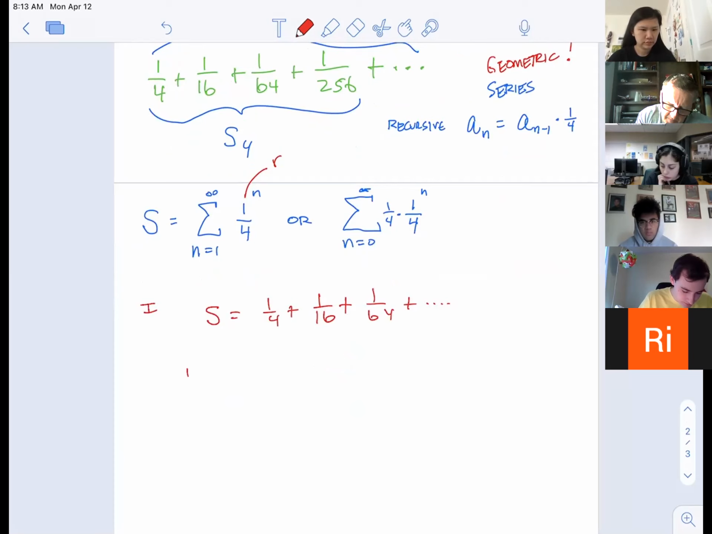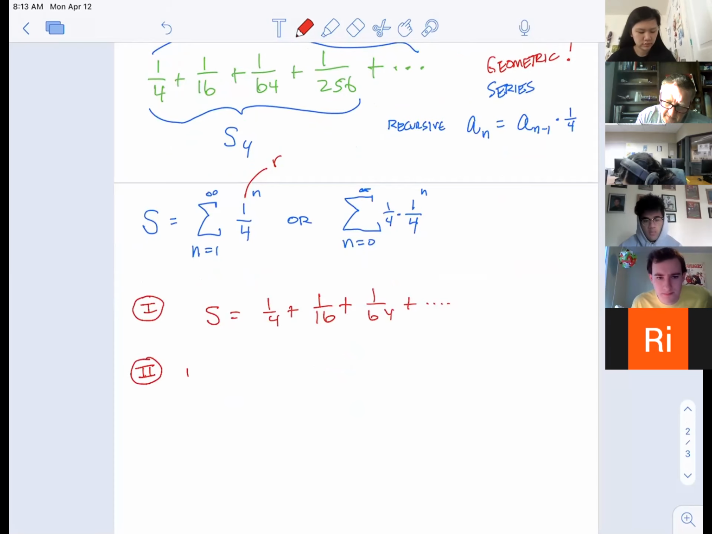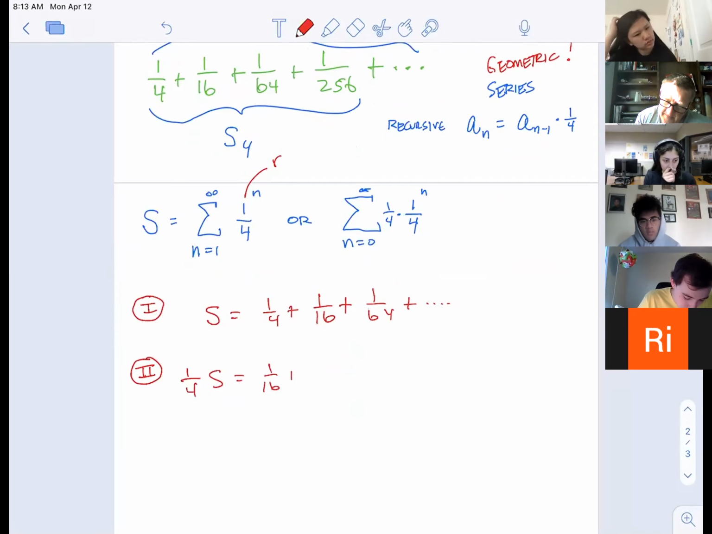I was talking with Martin about this after class last time because he was confused at how this was working, so I'll just highlight it. It's important to understand that this is a second equation now. If I take that first equation and multiply both sides by 1/4, notice this first 1/4 turns into 1/16. That 1/16 turns into 1/64. And that 1/64 turns into 1/256 and so forth. So now I have two equations.